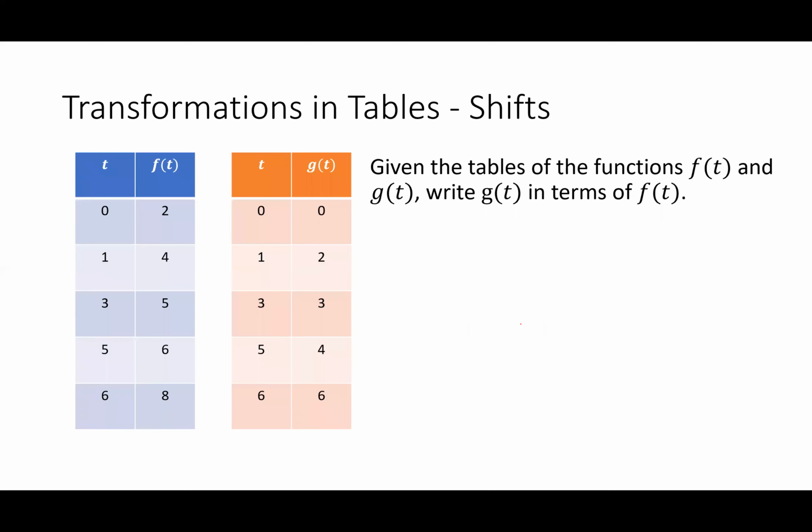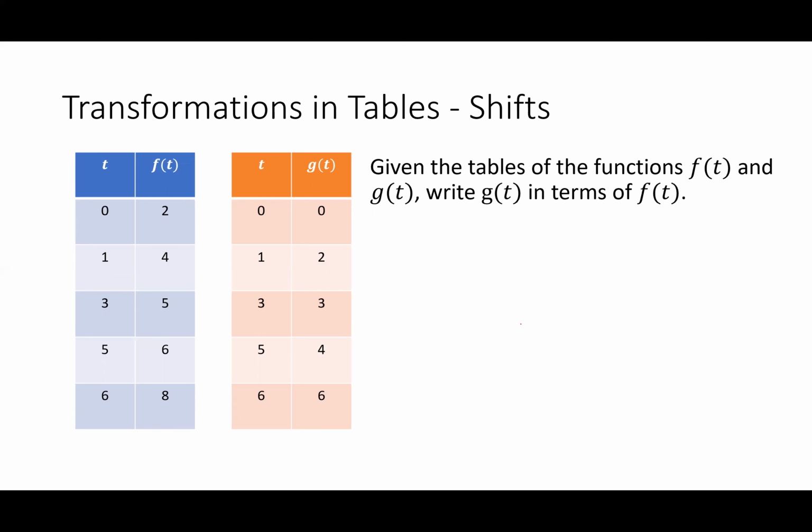So first, we're going to start with shifts. Shifts is what's called a rigid transformation, meaning that it changes the function, it transforms the function, but it preserves its shape. So given the tables of the function f of t and g of t, we're going to write g of t in terms of f of t.